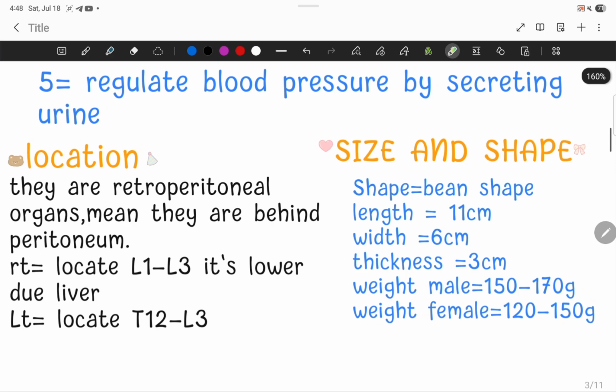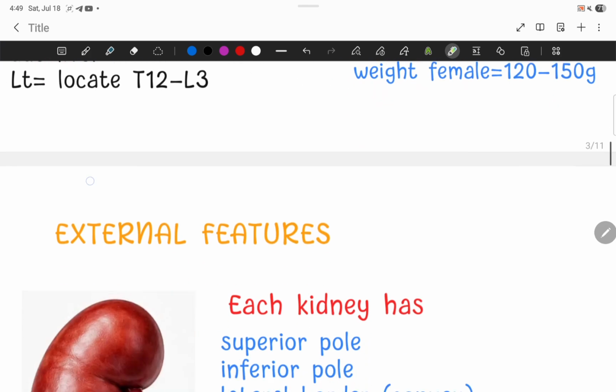So we talk about size and shape. Shape is a bean shape. Length is 11, width is 6 centimeters. Thickness is 3 centimeters. Weight in males is 150 to 170 grams. Weight in females is 120 to 150 grams.